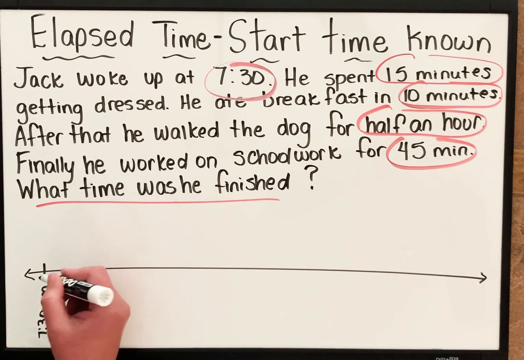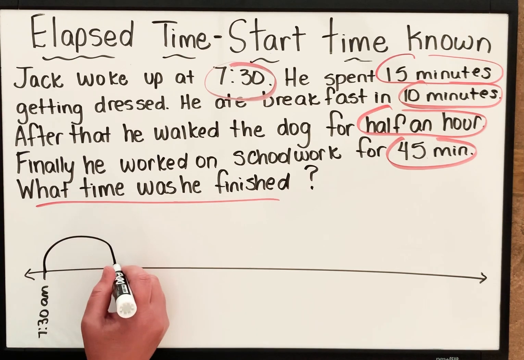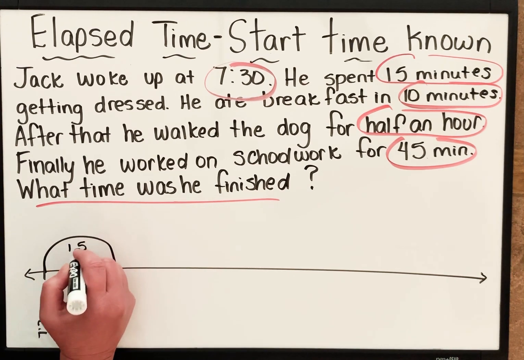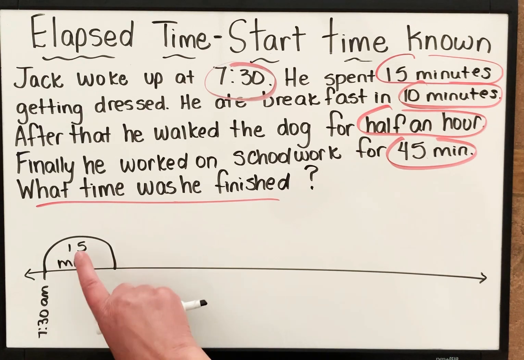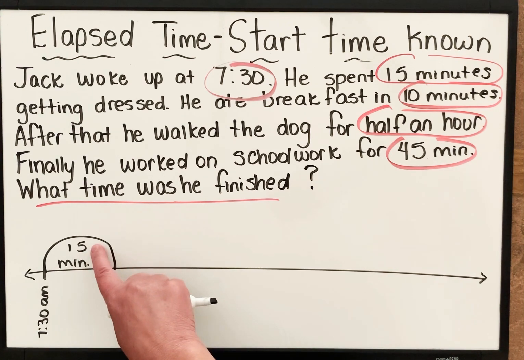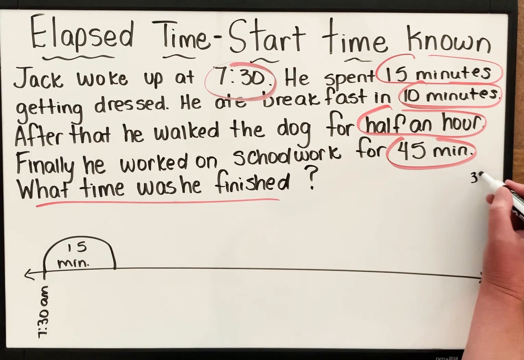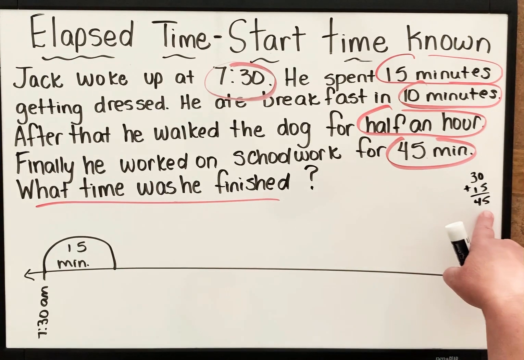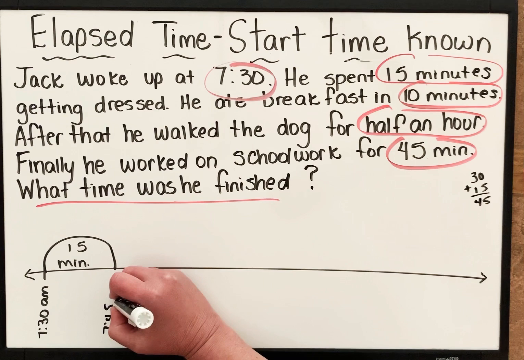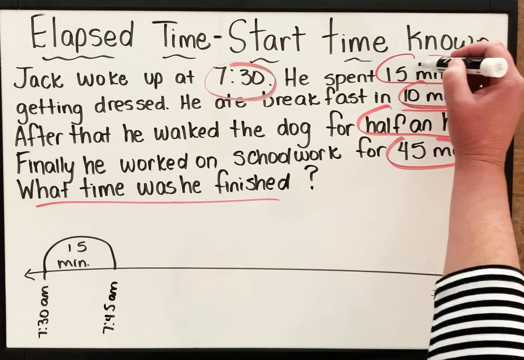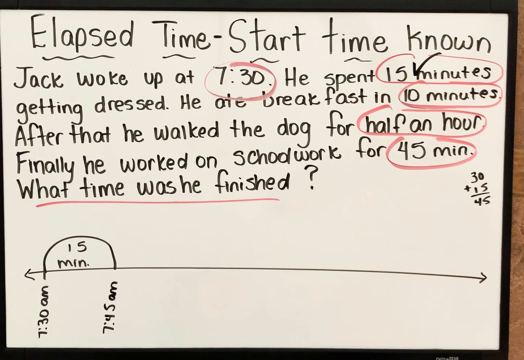So I'm going to come over here starting with my start time, and I'm going to represent that 15 minutes with a hill. And I'm going to write 15 minutes. And here's where some adding takes place. If I'm at 30 minutes past and I add 15 minutes, what is 30 plus 15? If you don't know, go off to the side somewhere and do your math. It's 45 minutes. So in 15 minutes, that will get me to 7:45 a.m. And I'm going to check that off because I'm done with that time.